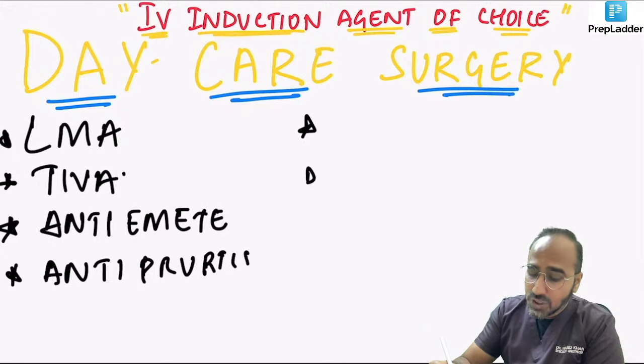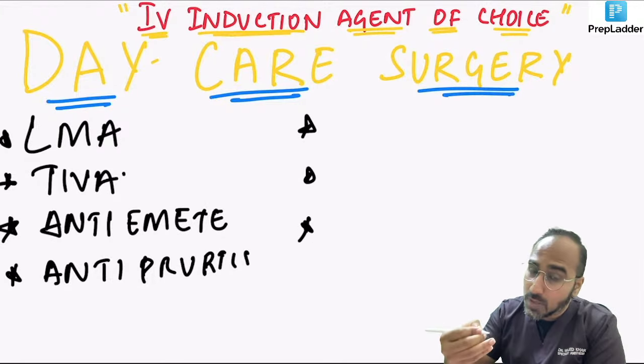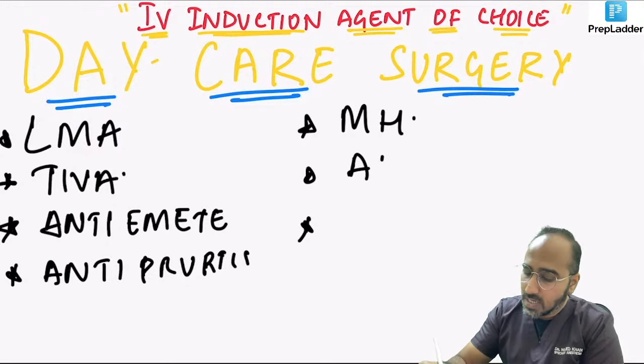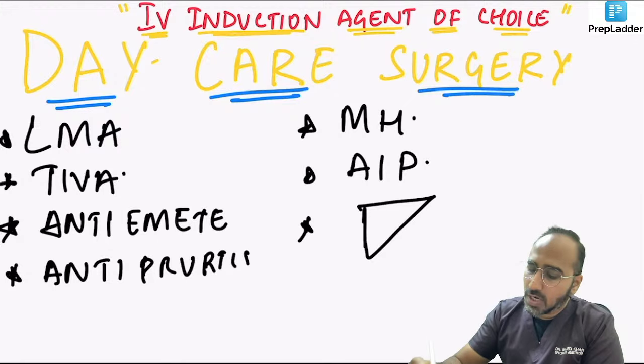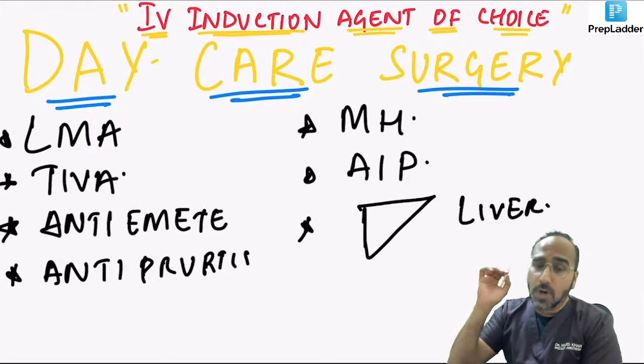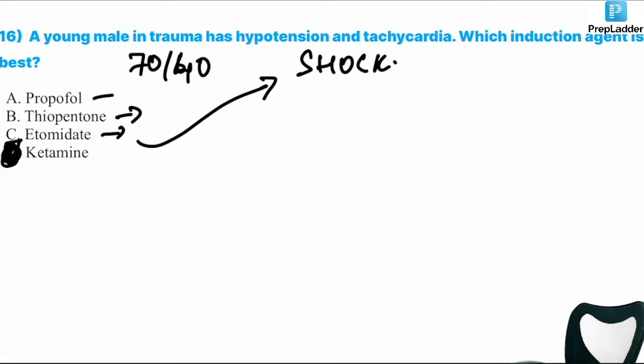And this drug which you are giving for daycare anesthesia should be free from side effects like malignant hyperthermia or acute intermittent porphyria, or it should not cause any liver disorder. So basically remember, guys, propofol is an IV induction agent.